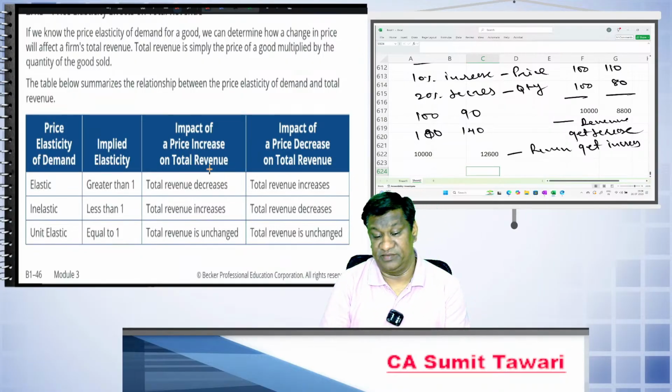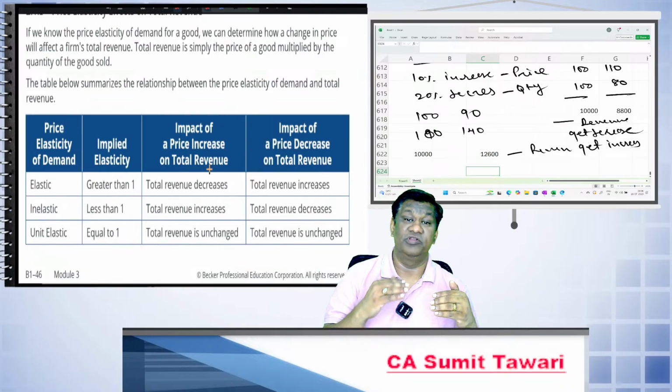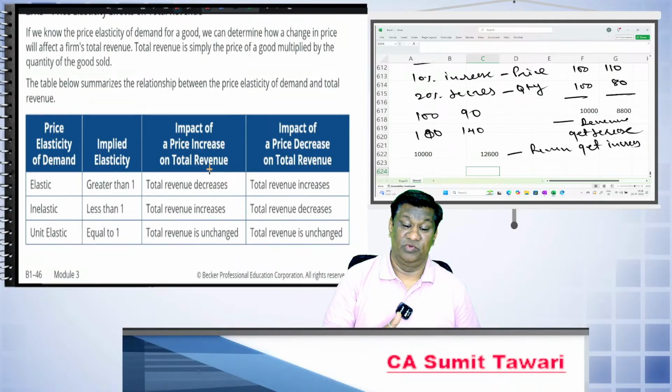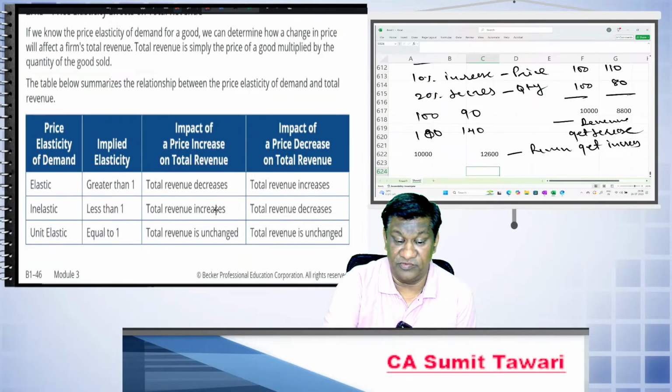Okay. And in the same way, if the price is decreased, the quantity demanded rises at a faster rate than the price decrease. So total revenue gets increased. If it is inelastic, it will not affect much. Okay. So exactly the reverse position, the total revenue gets increased.